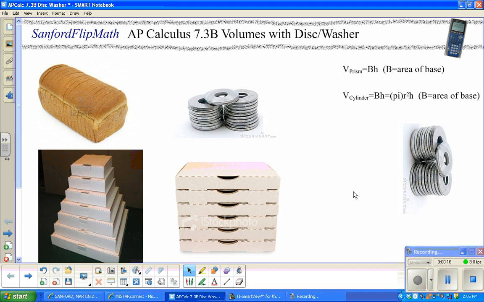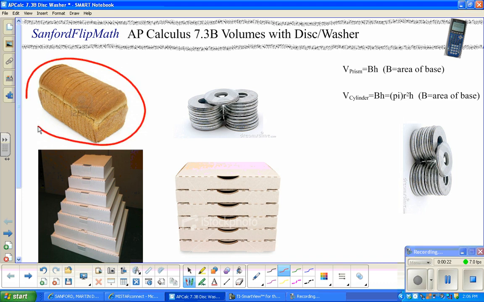Just a reminder that what we've been doing is looking at volume in terms of cross-section. We've talked about this loaf of bread and how you can look at it like slices. If you take the volume of each slice and add those up, you end up with the volume of the whole thing. Today we're going to focus more specifically on things like these washers.